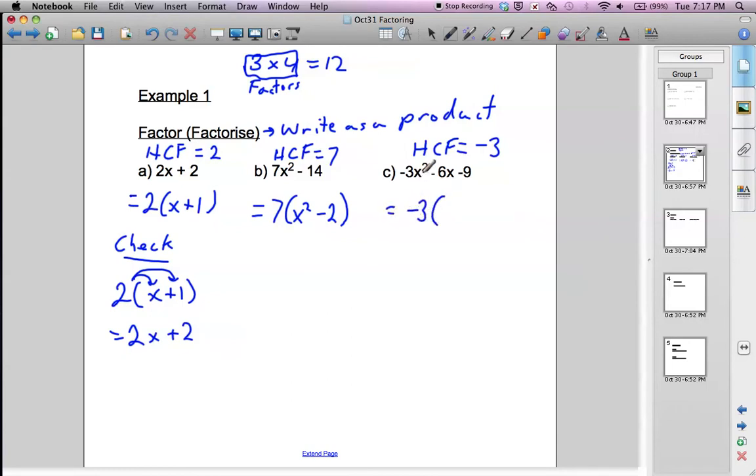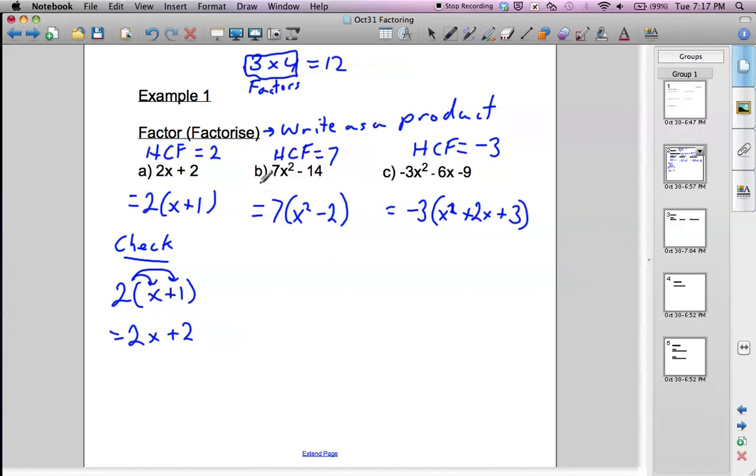Negative 3 times what gives you x squared? Negative 3 times x squared. And the next term, negative 3 times what gives you negative 6? It's going to be 2x, because negative 3 times 2x gives you negative 6x. Lastly, negative 3 times what will give you negative 9? Negative 3 times positive 3 will give you negative 9. So that's your factorized answer. It's a product of negative 3 and this polynomial.